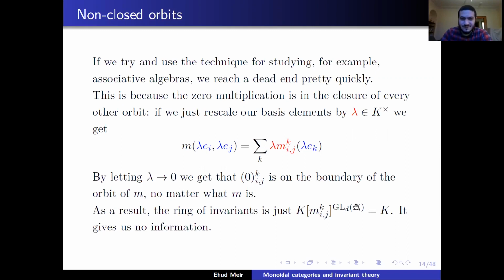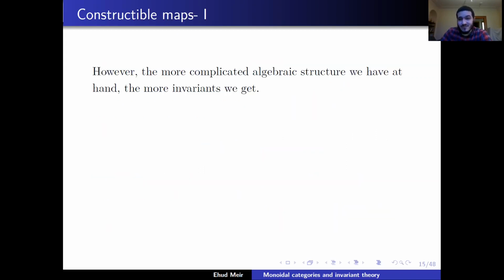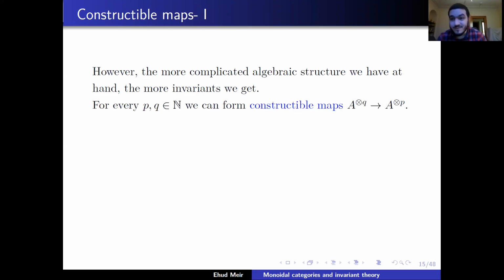As a result of this, the ring of invariants is really not interesting. It's just the ground field itself. It gives us no information. However, the more complicated algebraic structures we have, the more invariants we actually get. Okay, and this is what we are going to do. We're going to explain what kind of invariants we get.